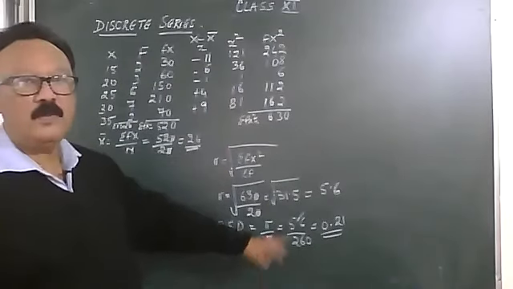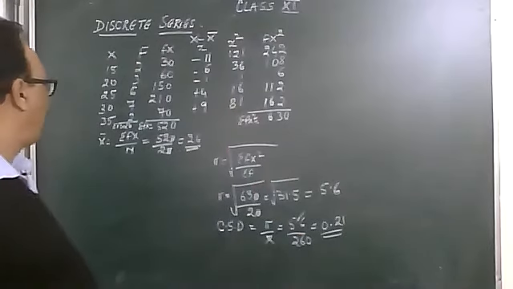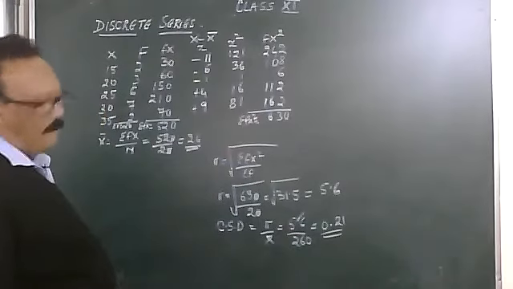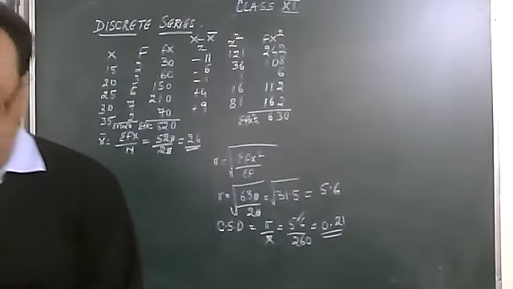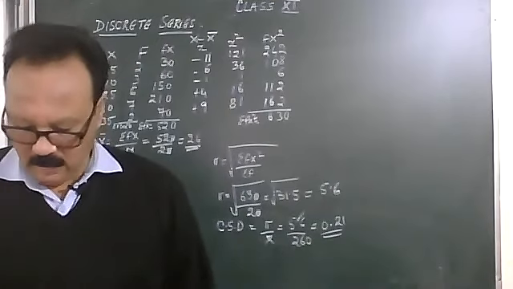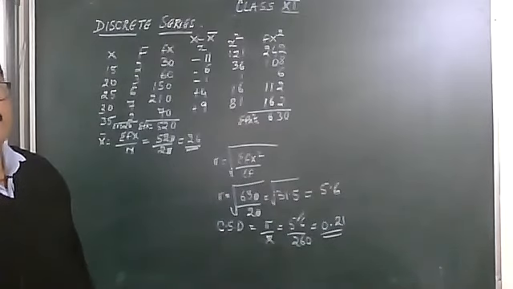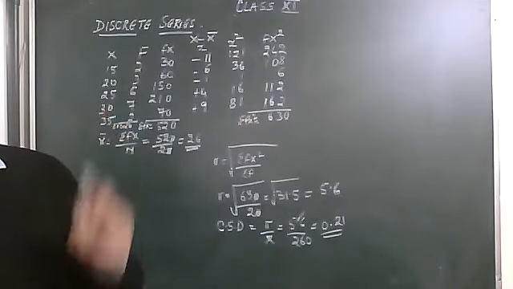Can I wipe out this part of the board? Everything else is the same over here. Only thing, what do we do? Directly in the direct method, we need the mean and we need to square the value. So, if you are done with this, I will wipe out the board.